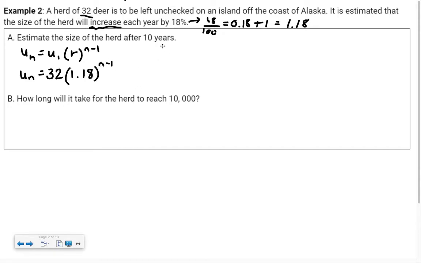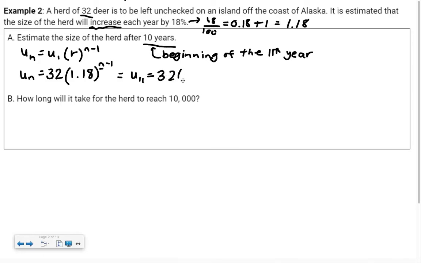So when we think about what n is going to be here, we're looking for the value of the herd after 10 years, which is really like saying at the beginning of the 11th year. So this n value here is actually going to be 11. So I have U11 equals 32 times 1.18 to the power of 11 minus 1. So I have 32 times 1.18 to the power of 10.